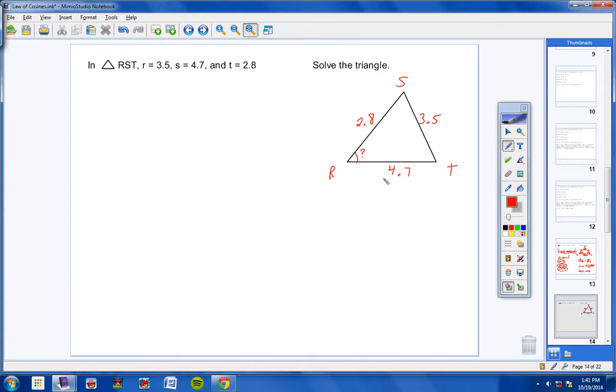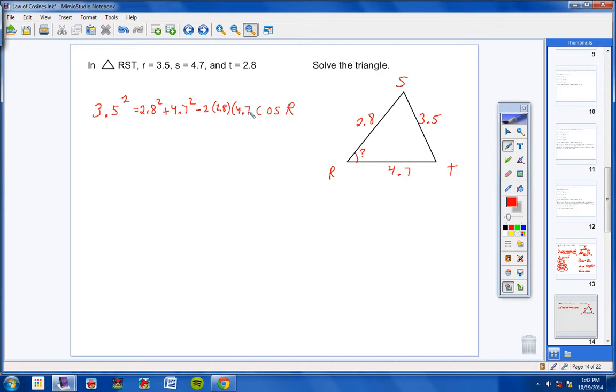So here we go. 3.5 is the side across from the angle R, correct? So that's the side that goes here all by itself. Because over here, I'm going to put what? Cosine of what? R. That's the angle I'm trying to solve for, okay? Look that over, guys. Okay, I'm choosing to solve for this angle, so 3.5 is the side that goes over here. So the other two sides would be 2.8 squared plus 4.7 squared minus 2 times 2.8 and 4.7.